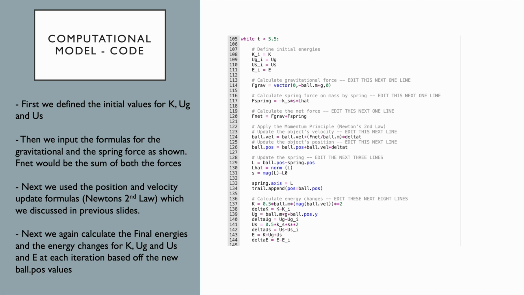Then for the computational model, first we define the initial values for kinetic energy, gravitational potential energy, and the spring potential energy as shown. Then we input the formulas for the gravitational and the spring force as shown in lines 114 and 117. Next, we use the position and velocity update formulas, which is part of Newton's second law, which was also discussed in the previous slides. Then next, we'll again calculate the final energies and the energy changes for K, UG, US and E at each iteration based on the new ball position values.